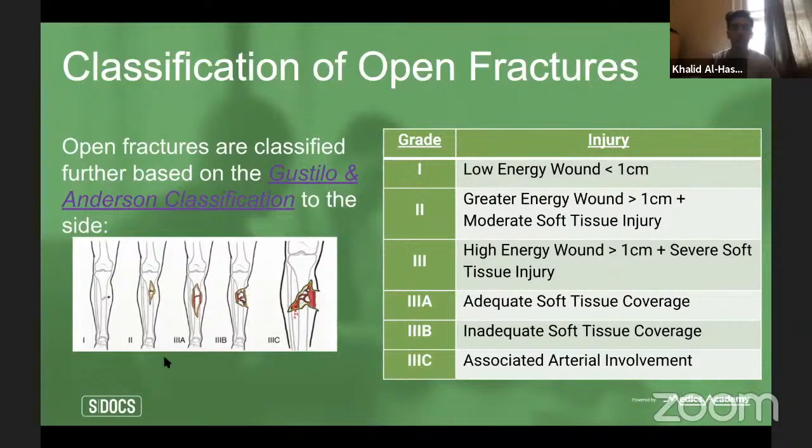We would tend to be a bit more worried, obviously, about a 3B fracture in which there is inadequate soft tissue coverage and there is a high severity injury or a high energy wound, as opposed to a low energy wound as indicated by grade 1.